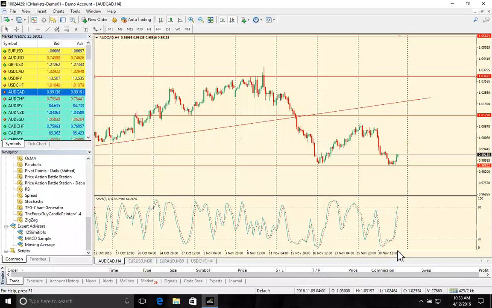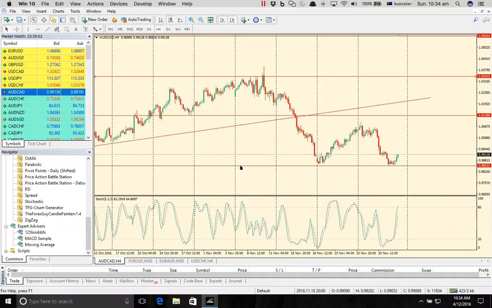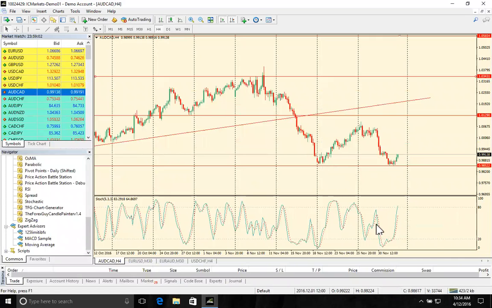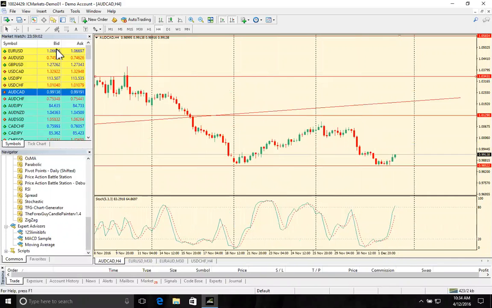Oh, it's gone up. You can't buy here. You can see that we got this support. Price is coming down. Based on this stochastic indicator, our entry point was here. We missed the entry point, and the price has moved up a lot. Now it's in the overbought zone, and if you buy in the overbought zone, the price may revert back.